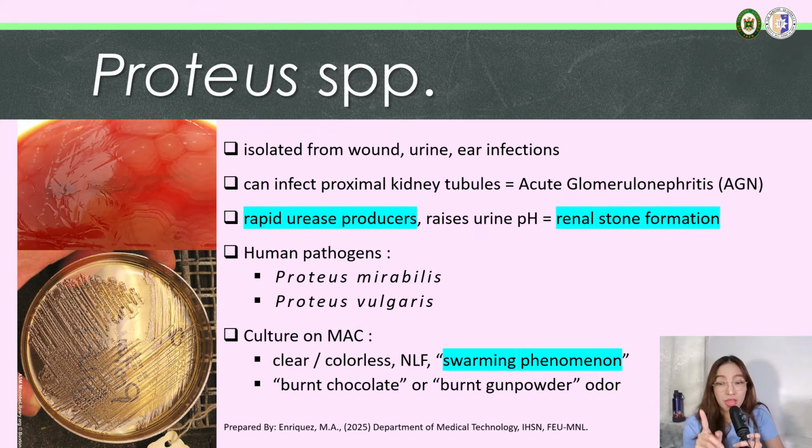So here's the thing. When urease breaks down urea, it produces an alkaline urine pH. Now, the normal urine pH is slightly acidic to neutral, but during Proteus infections, it raises the pH to become alkaline, which usually encourages the formation of some renal crystals, which eventually accumulates as renal stones. All right.